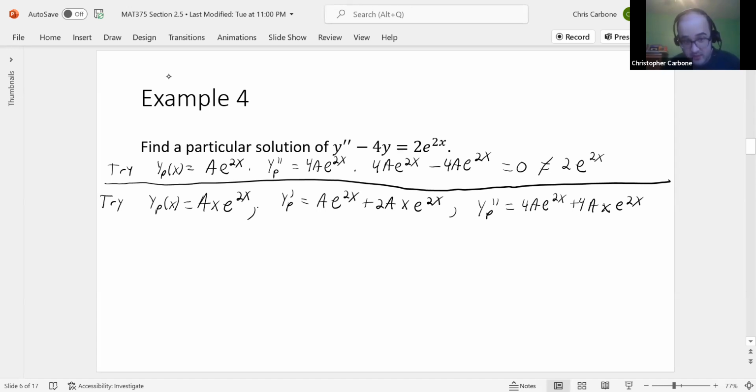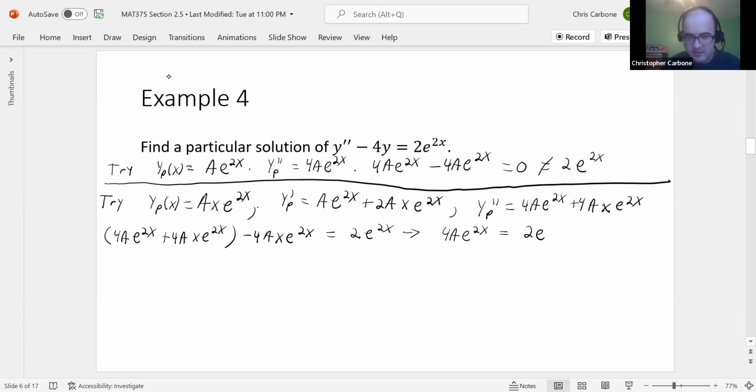So now we could plug our parts into our differential equation up here. This would be 4a e to the 2x plus 4a x e to the 2x minus 4a x e to the 2x, and this would be equal to 2e to the 2x. So we do still have that cancellation of terms, this term and this term. But now we don't have just nothing on the left-hand side. This does nicely give us 4a e to the 2x is equal to 2e to the 2x. And well, that's solvable, right? A here would just be a half.